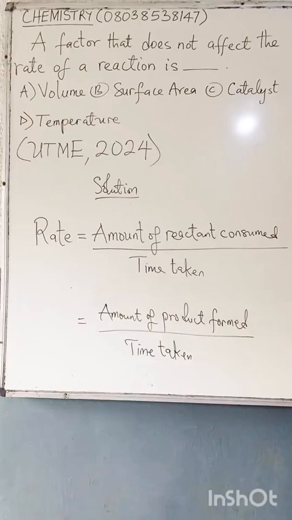Do you understand? What then are the factors that affect the rate of a chemical reaction? The first one is temperature. Temperature is a factor that affects the rate of a chemical reaction. Let's take an example.